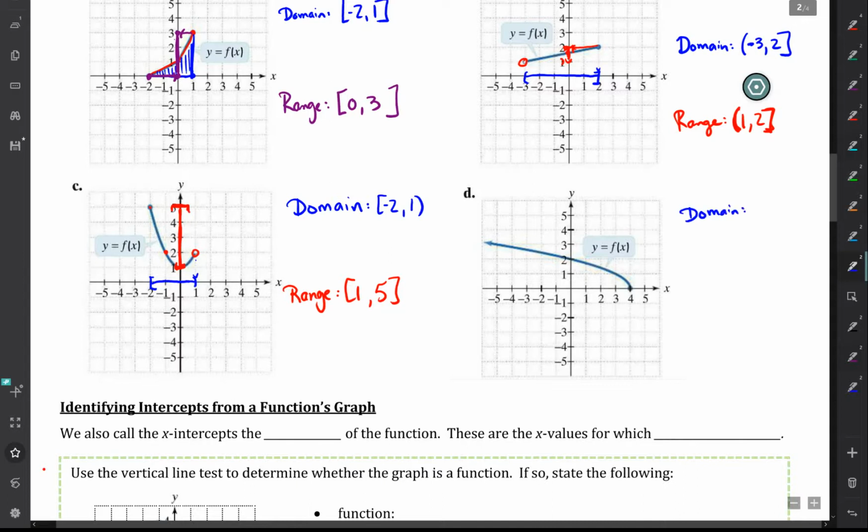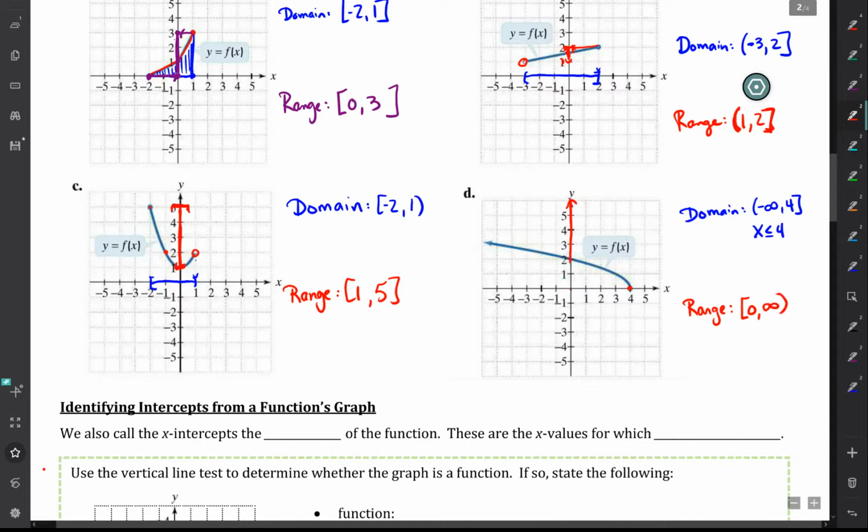D. Here the domain is all values less than x equals 4. So that would be -infinity to 4. Or you could also write that as x less than or equal to 4. Now the range is all y values greater than 0, because when x is 4, the y value is 0, and then the function just keeps increasing as x moves to the left towards -infinity. So the range is going to be 0 to infinity.